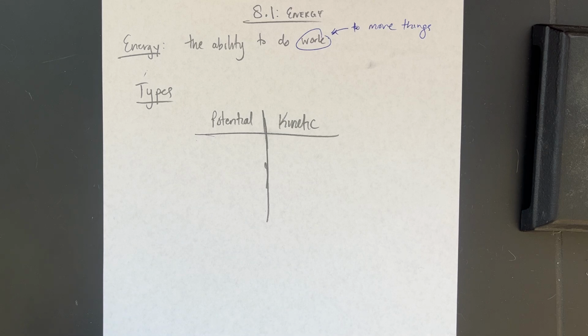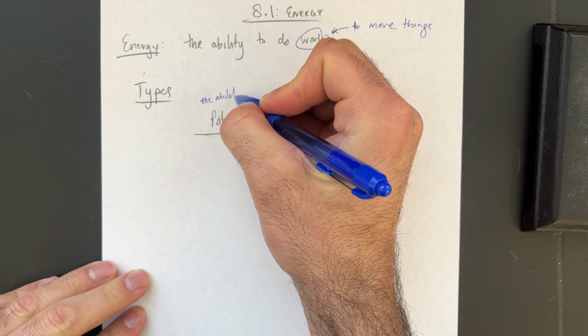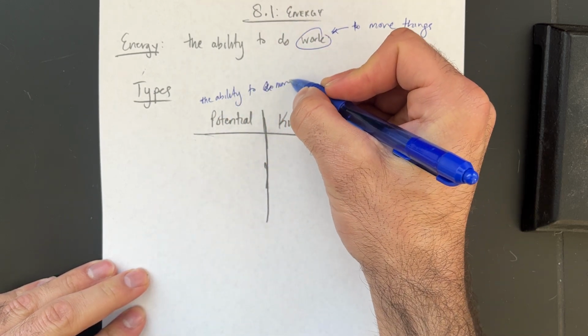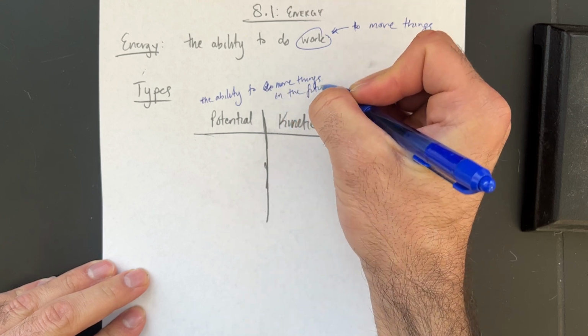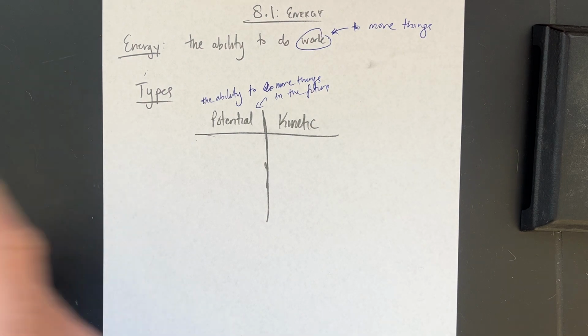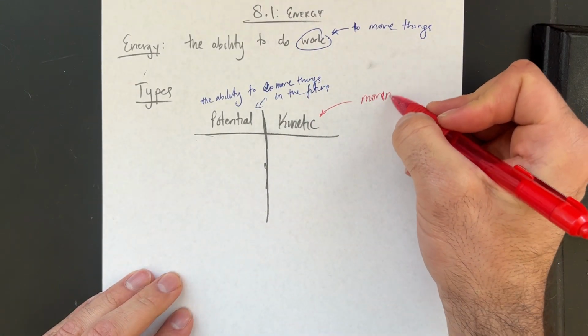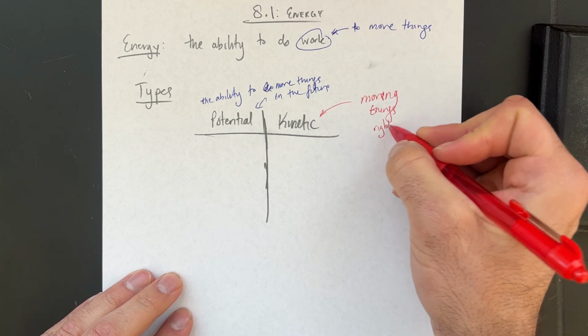But just, again, to overview the types of energy, two major types of energy. There's potential and kinetic. Potential I like to think of as the ability to do work in the future. Let's just say to move things in the future, whereas kinetic is more so moving things right now.